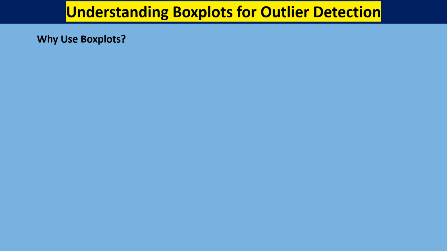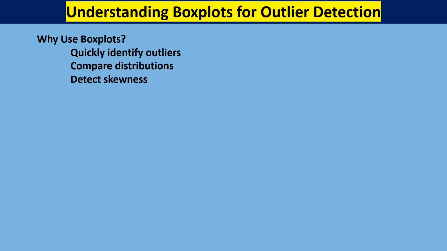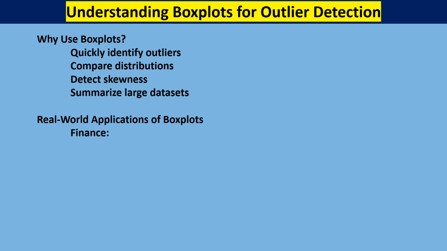Understanding box plot for outlier detection. Why use box plots? They quickly identify outliers in data and compare distributions between multiple datasets. They detect skewness, whether data is symmetrical or skewed to one side. They summarize large datasets efficiently without listing all values.